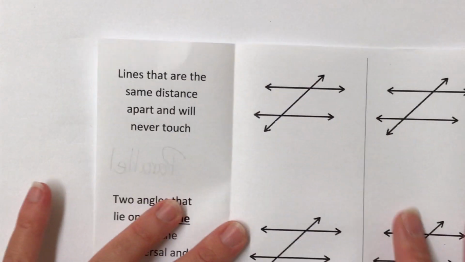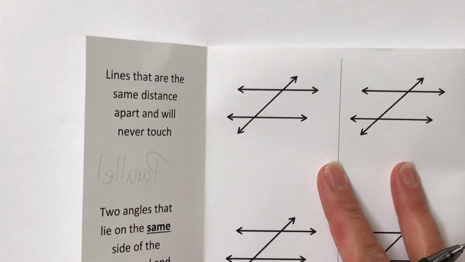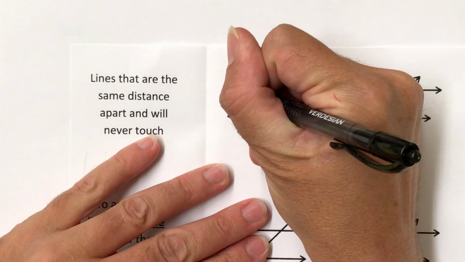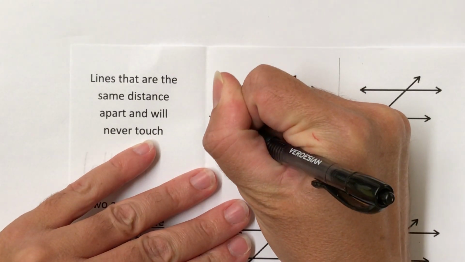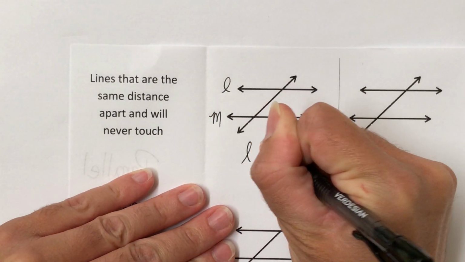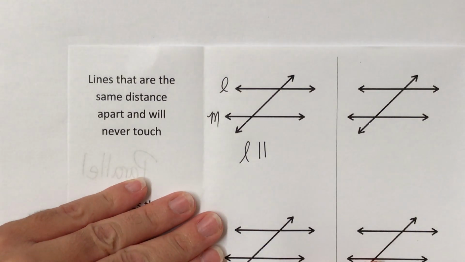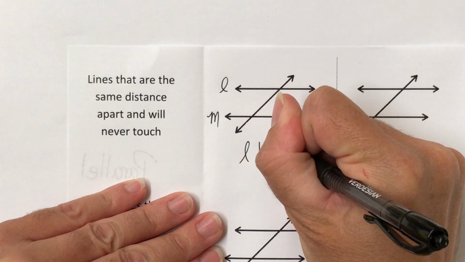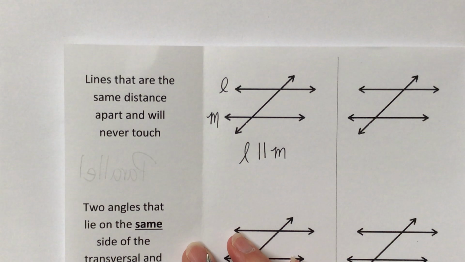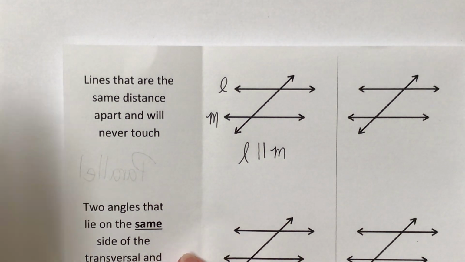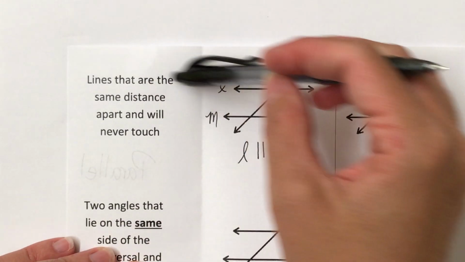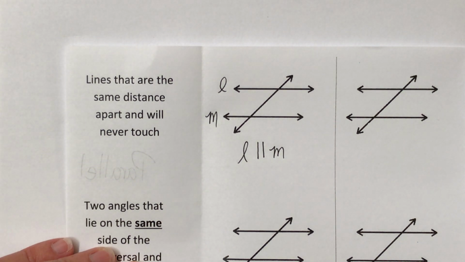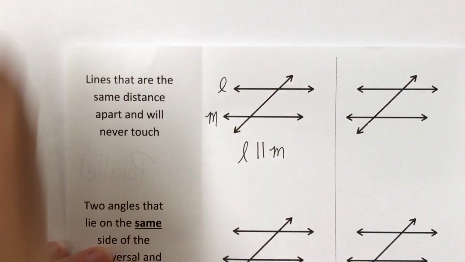So in this picture here, notice how we've got a set of parallel lines. So line L is going to be parallel to line M. And we use side-by-side lines like that to represent parallel. So L is parallel to M. And right here, the definition says lines that are the same distance apart and will never touch. That means parallel. So L is parallel to M.